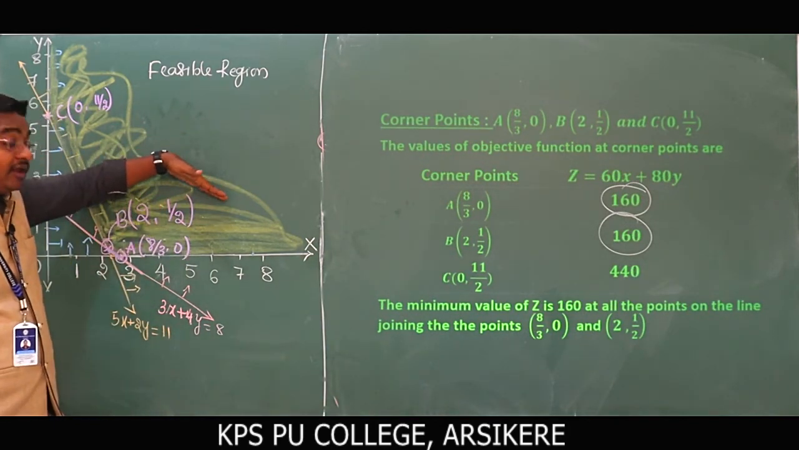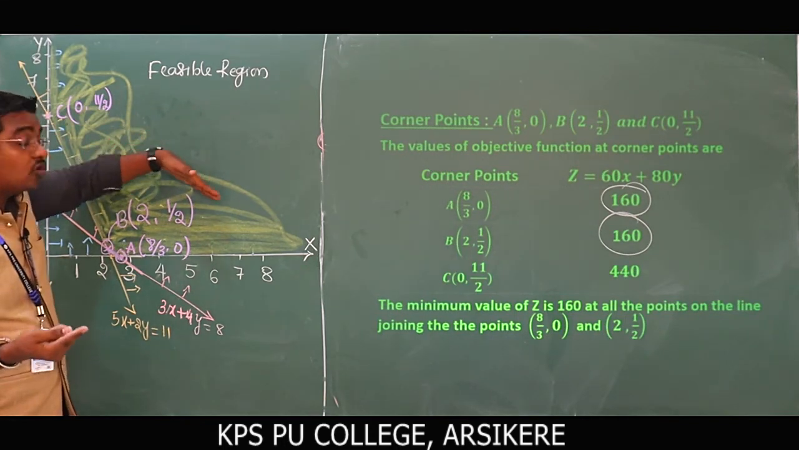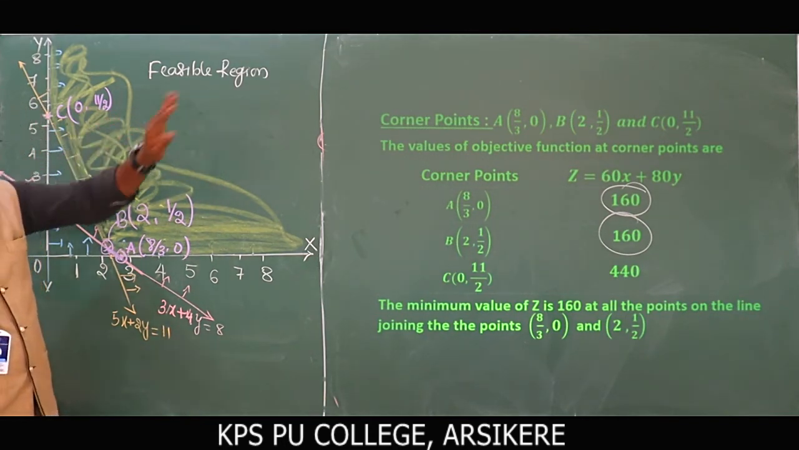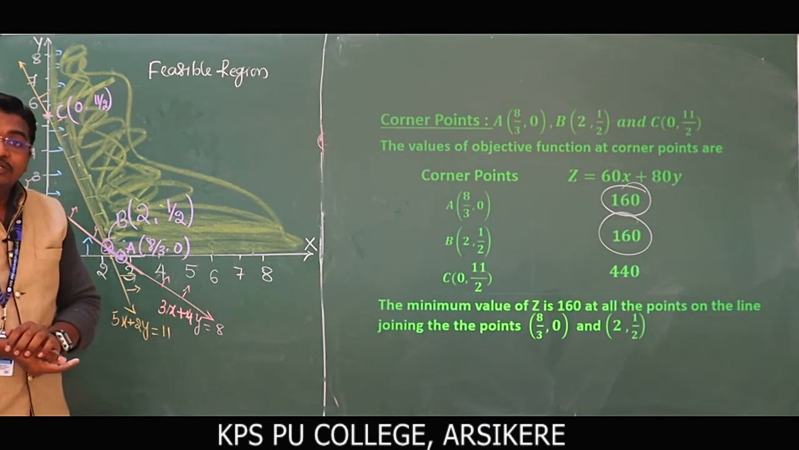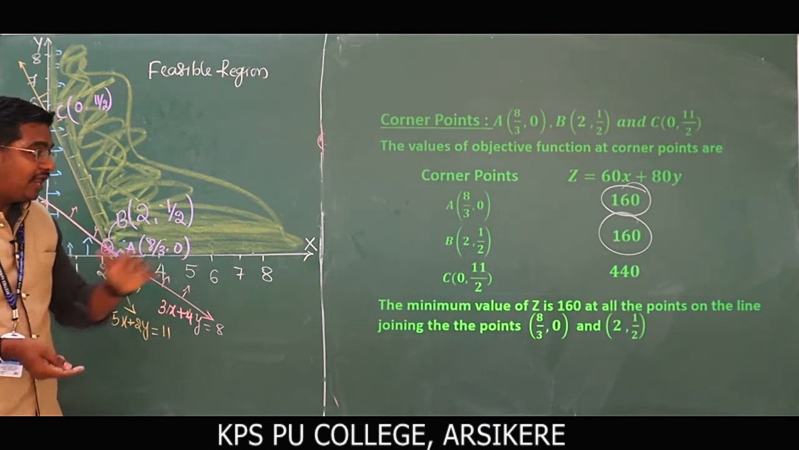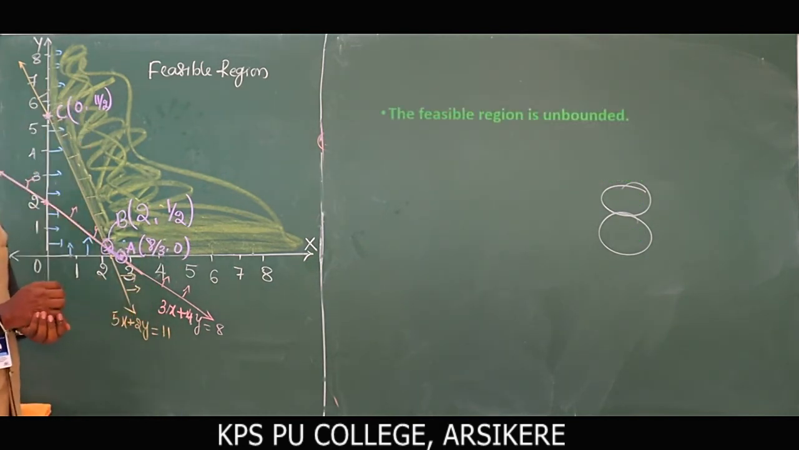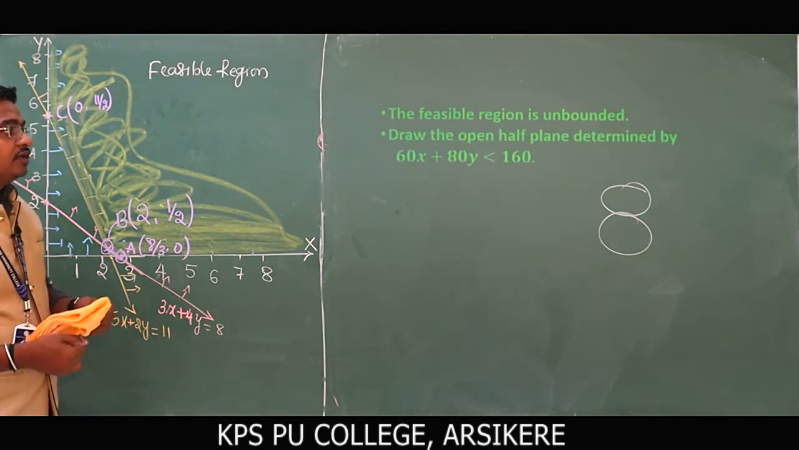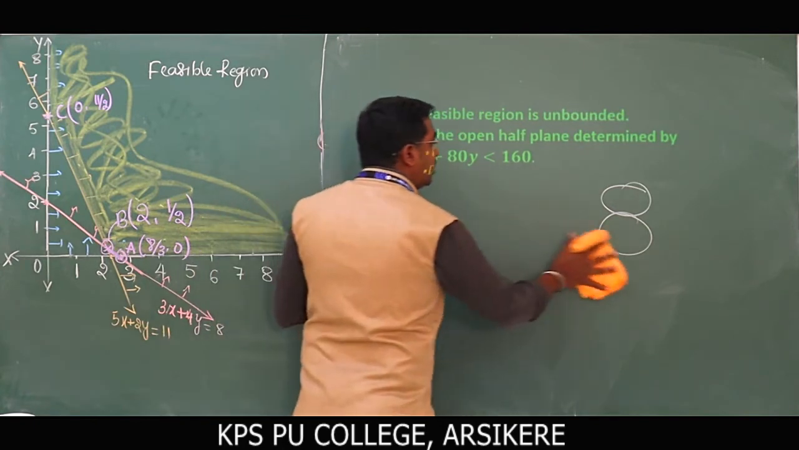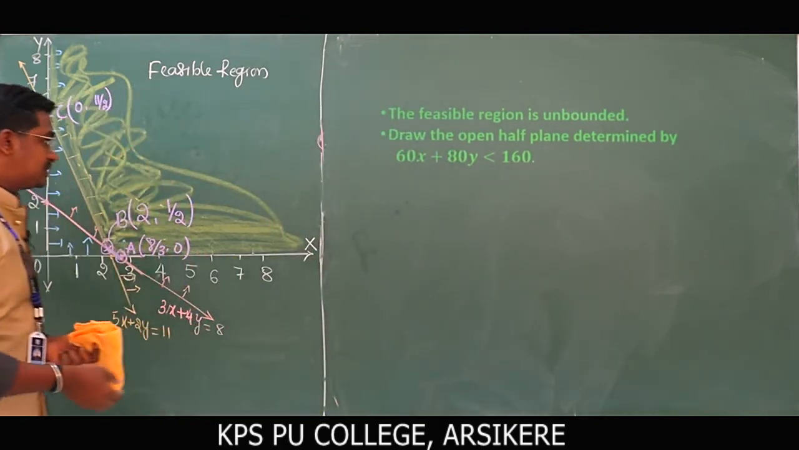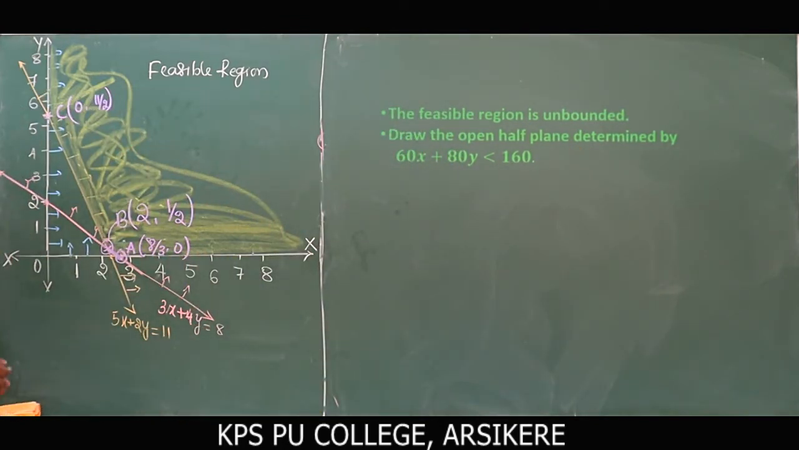Suppose the open half plane has a common point with the feasible region, then this objective function has no minimum value. Next, note that the feasible region is unbounded. Next, draw the open half plane determined by the constraint 60x plus 80y less than 160.